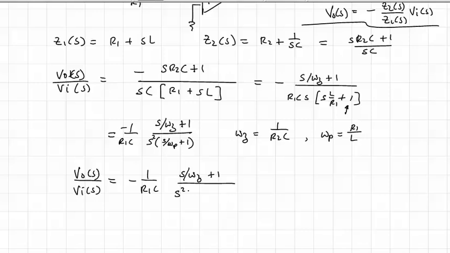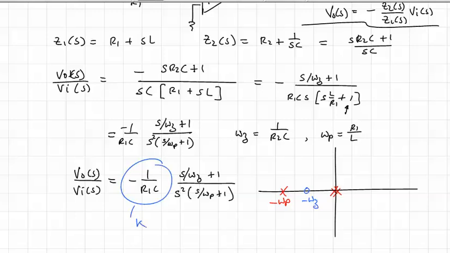Okay, and the point is that it has two poles at the origin. So if we do a pole zero plot, we would have a double pole at 0, and then we would have a pole at minus omega P, right? And then we would have a zero at minus omega Z, which of course could be to the right or to the left of the pole. And then of course we have a scaling constant K here, which is not represented on the pole zero plot.